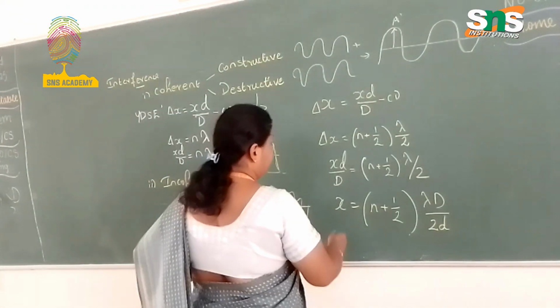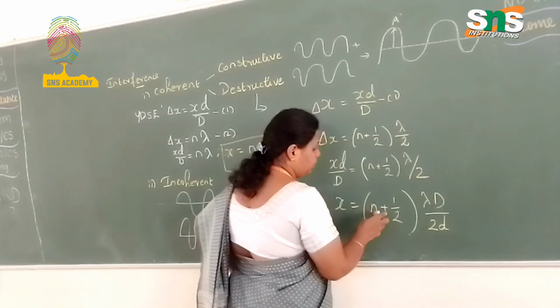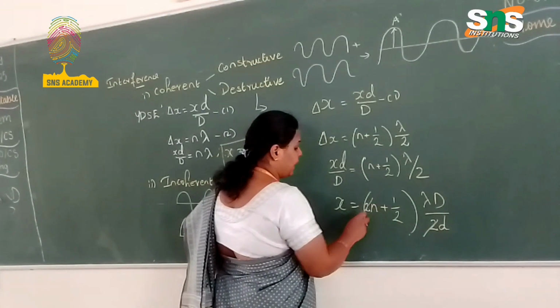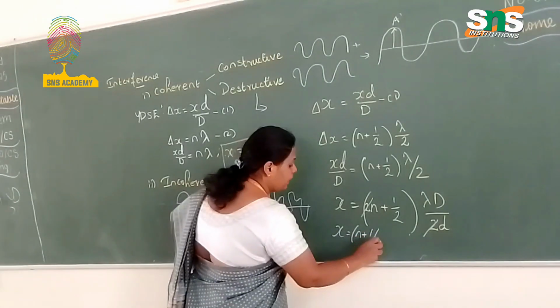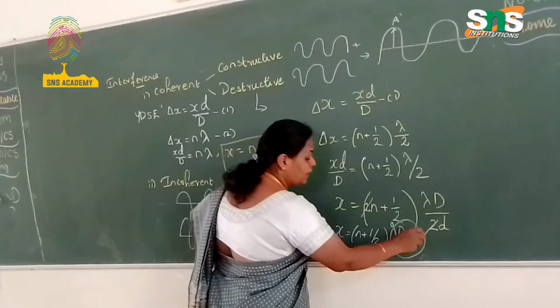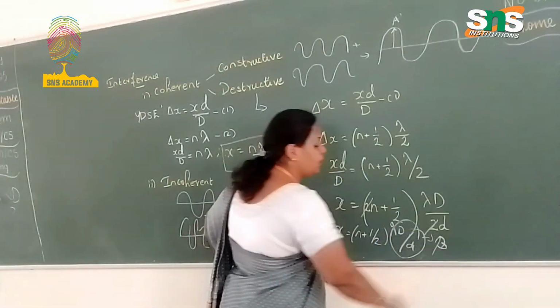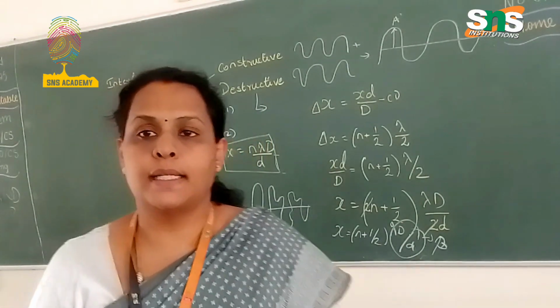A small correction in this case: it will be (2n plus 1) by 2, and this 2 and 2 will get cancelled. So x is equal to (n plus 1 by 2) into lambda D by d, where this lambda D by d is the equation for calculating the fringe width beta. Okay. Hope you understand. Thank you.